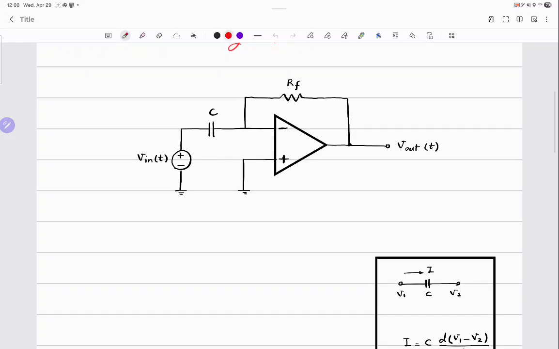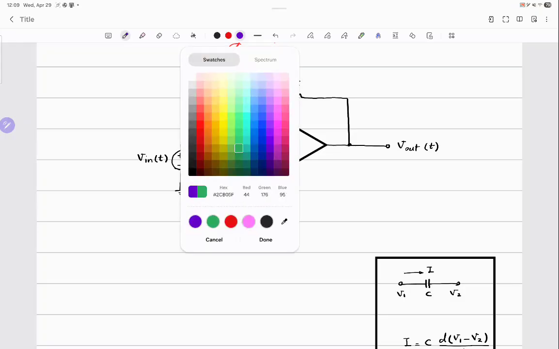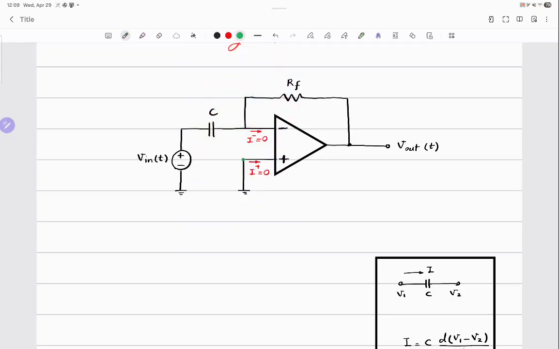I'm going to do the same thing. I'm going to apply my op-amp rules, which is I positive is equal to 0, I negative is equal to 0. Then I have V positive is connected to 0. Based on that, we can say that V negative should also be 0. Okay?